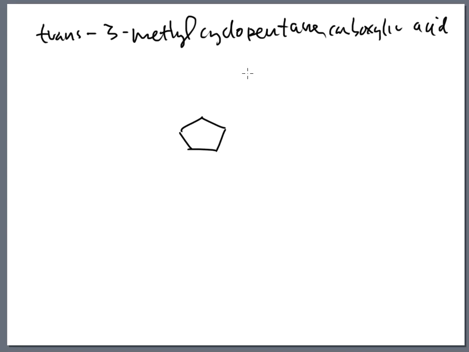You just pick one of them. You're going to draw the carboxylic acid group, which is COOH. That's the shorthand version of it. Okay, so there's a start. But now we've got to do 3-methyl. Well, if we're going to name it as a carboxylic acid, then that means this carbon right there is carbon number 1.